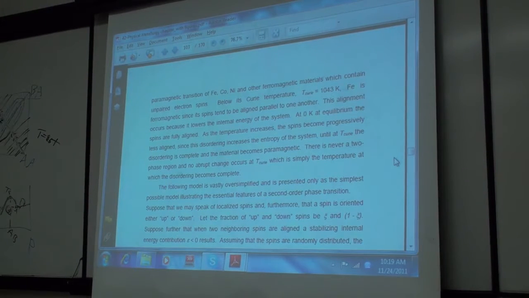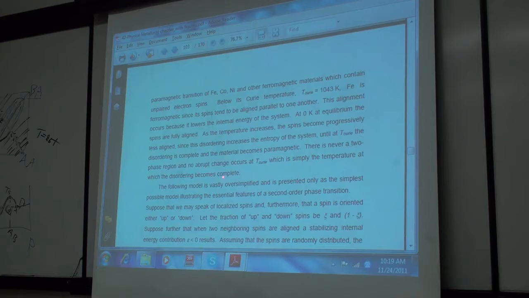As the temperature increases, the spins become more and more misaligned, because of the entropy effect, until at a finite temperature, T Curie, the disordering is complete and the material becomes paramagnetic. There is never a two-phase region. As you go from ferro to para, you don't have a region which has both in it. It just goes from one to the other, and there's no abrupt change because it just becomes more and more disordered until it becomes 100% disordered. No abrupt change occurs at T Curie, which is simply the temperature at which the disordering becomes complete.